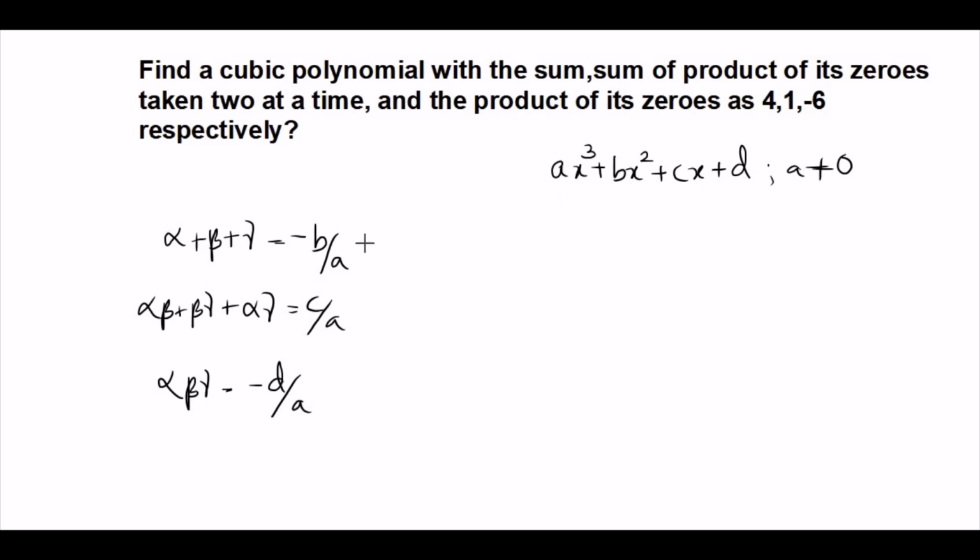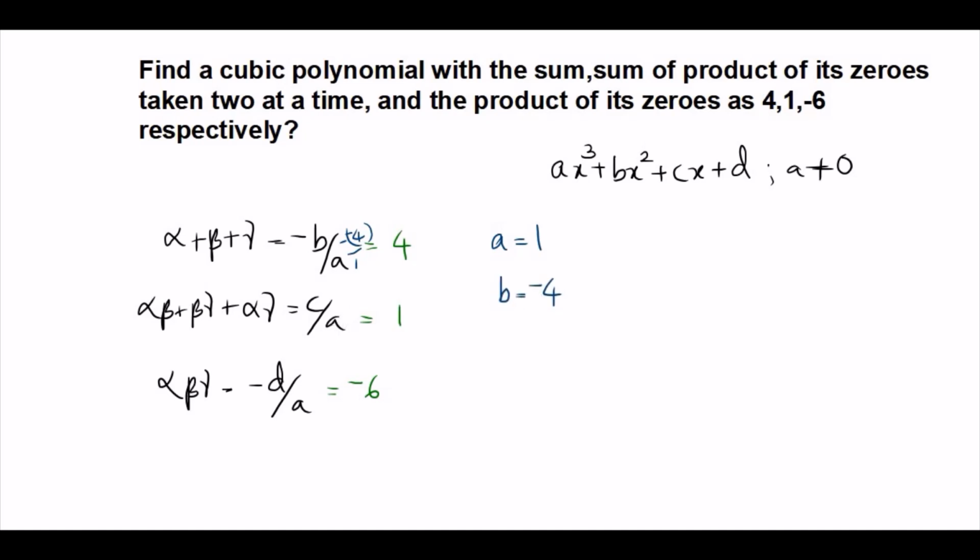So first we have to find these values of a, b, c and d and then substitute for the cubic polynomial. So here alpha plus beta plus gamma is given as 4. Alpha beta plus beta gamma plus alpha gamma is given as 1 and alpha beta gamma is given as minus 6. Now you have to relate and get the values of a, b, c and d. So when you relate, you can see the value of a is 1. Now when you give the value of a as 1 here, what value can you give for b such that you get 4 here? So that is negative of negative 4. So the value of b is negative 4.